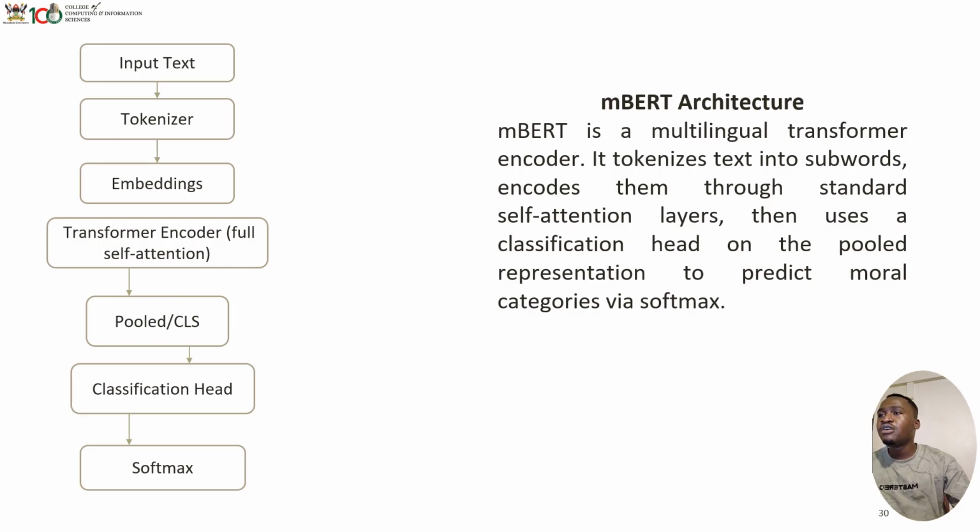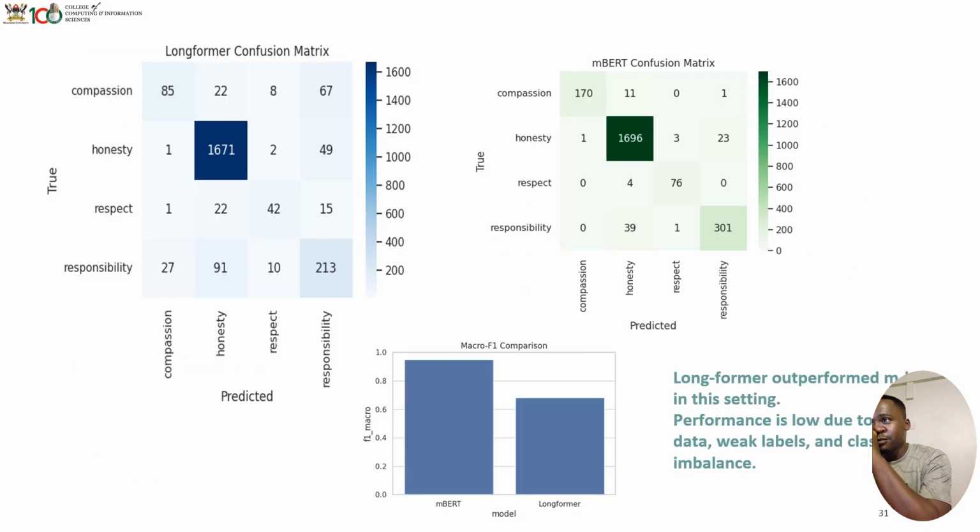Then we have the mBART architecture. This one is a multilingual transformer encoder. It tokenizes the text into subwords, encodes them through the standard self-attention layers, then uses a classification head on the pooled representation to predict moral categories via softmax. Here we have the confusion matrix of these two models, and we see that the Longformer outperforms the mBART model.